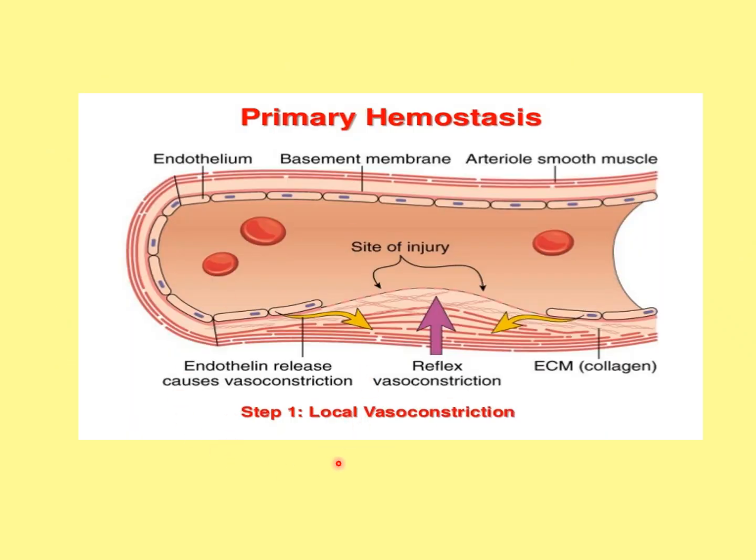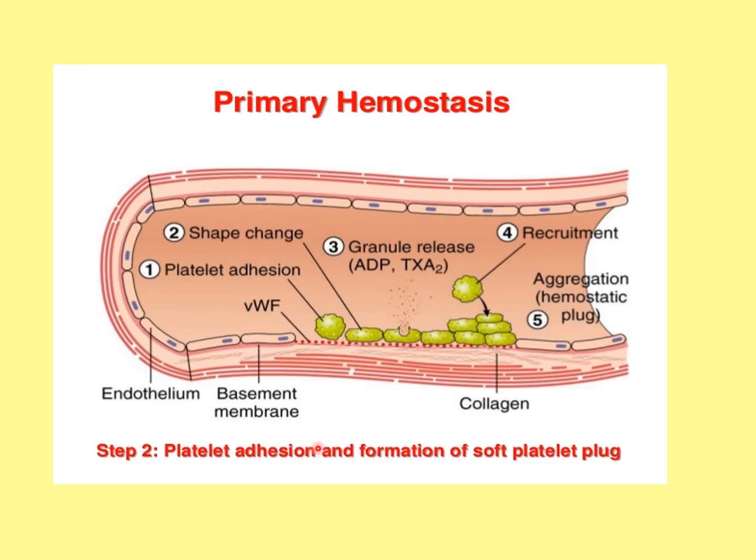So this diagram represents the first phase of primary hemostasis, where we can see that this is a site of injury, where the endothelium lining has been broken and the extracellular matrix or the collagen has been exposed to the blood vessels, and we can see that the endothelium releases endothelin, which is causing vasoconstriction within the first 30 minutes of damage to the blood vessels. So this diagram shows the second phase of hemostasis, where there is aggregation of platelets to form a soft platelet plug at the exposed endothelial cells at the site of injury.